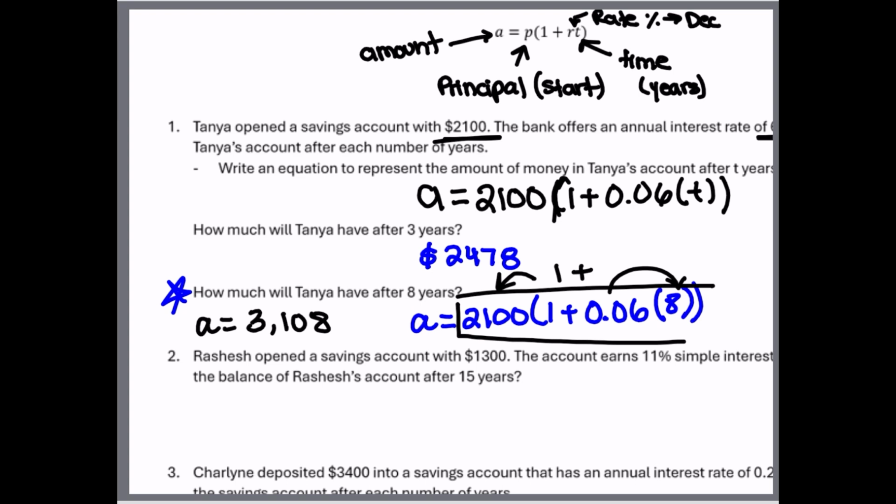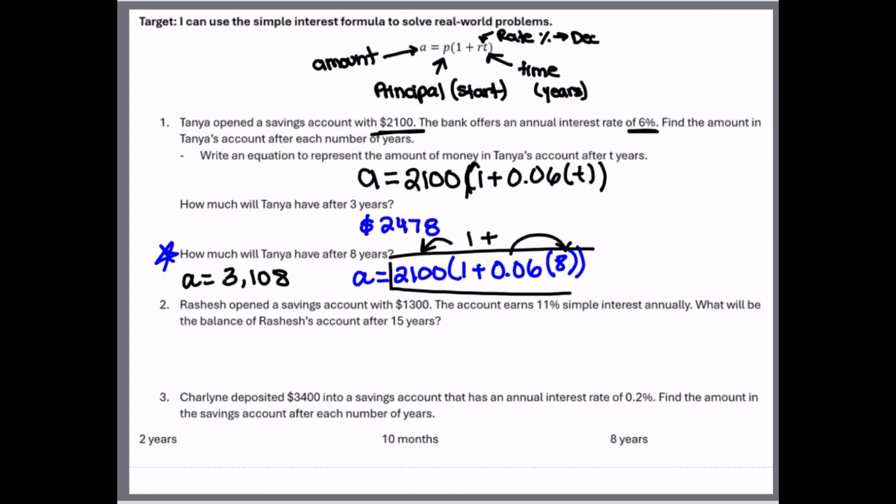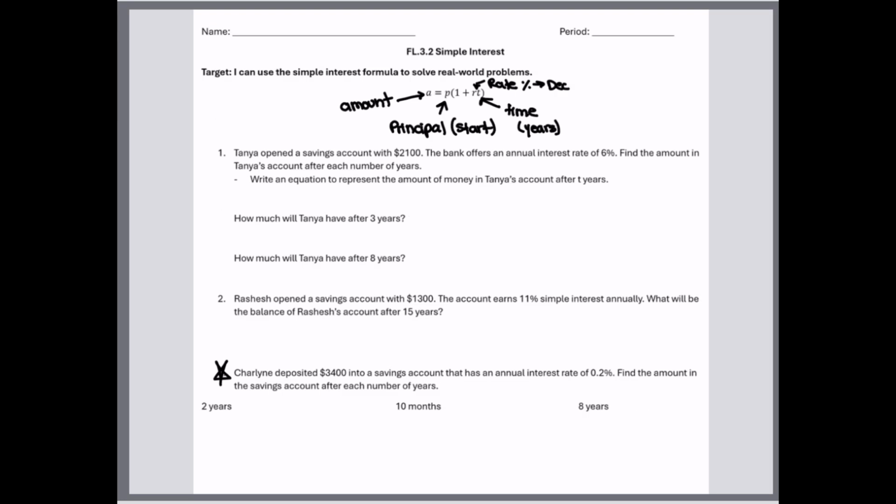All right. Go ahead and try number 2. I'm going to try number 3 with you, part B, and then you'll be on your own. All right, let's look at number 3. Charlene deposited 3,400 into a savings account that has an annual interest rate of 0.2%. Find the amount in the savings account after each number of years. So I'm just going to do 10 months with you so you know what that looks like.